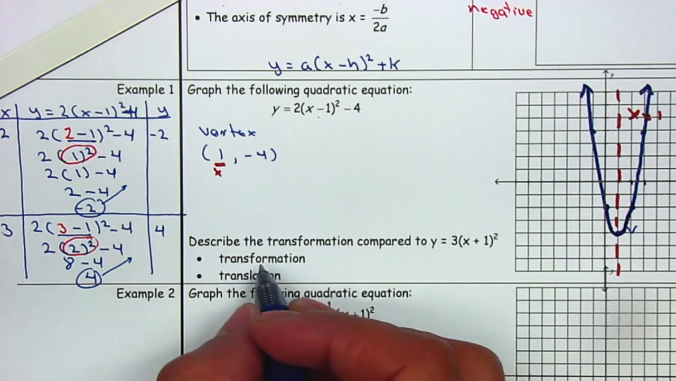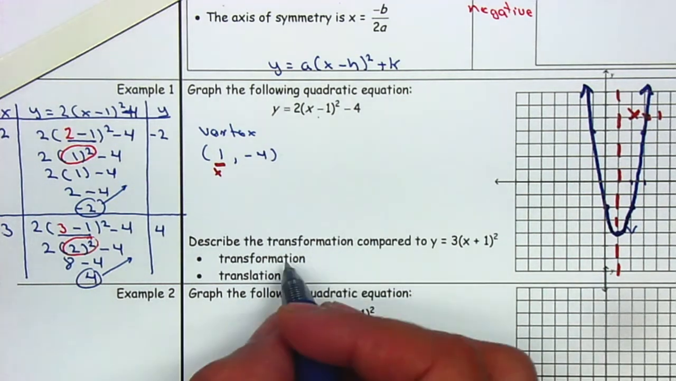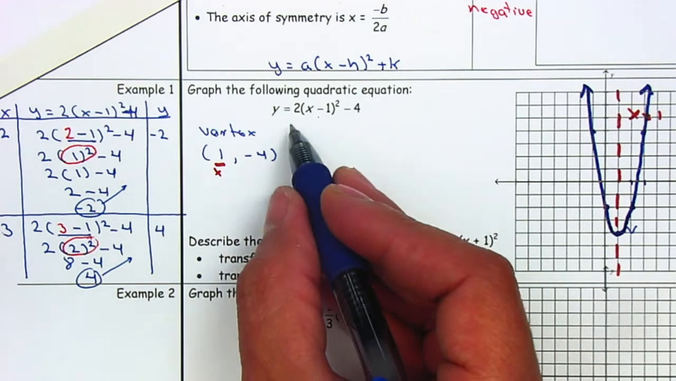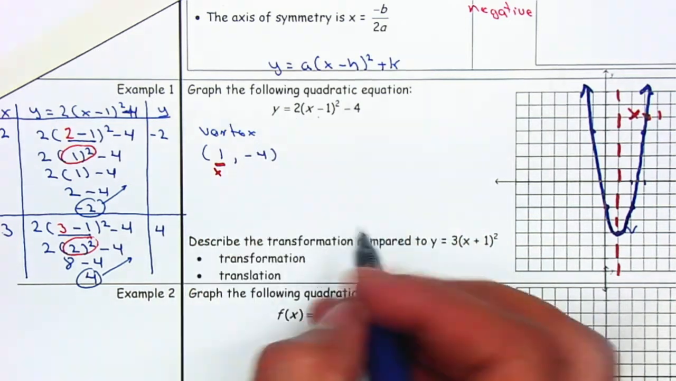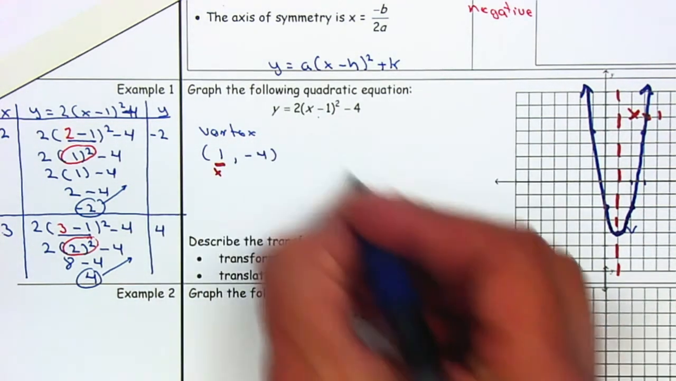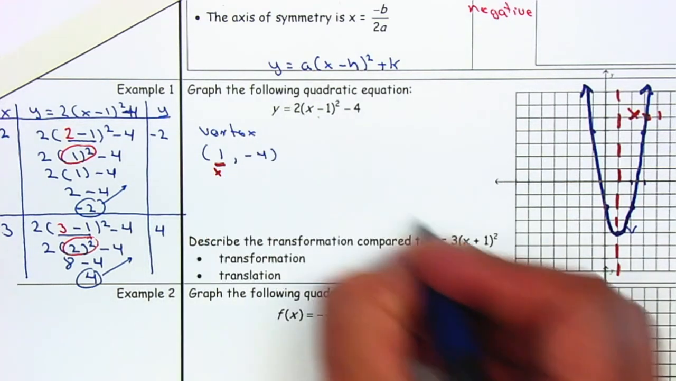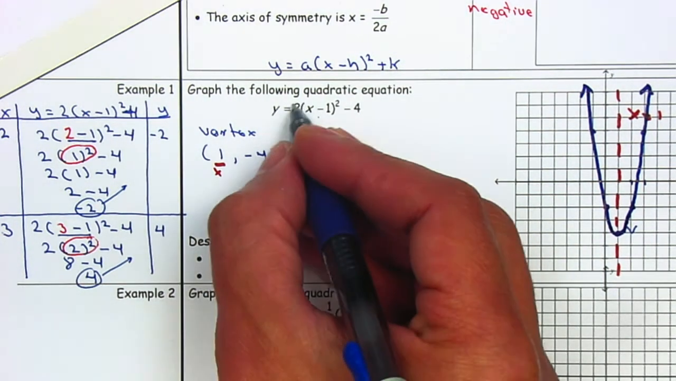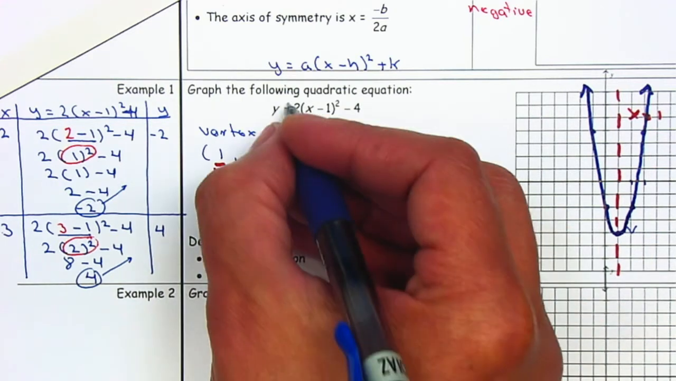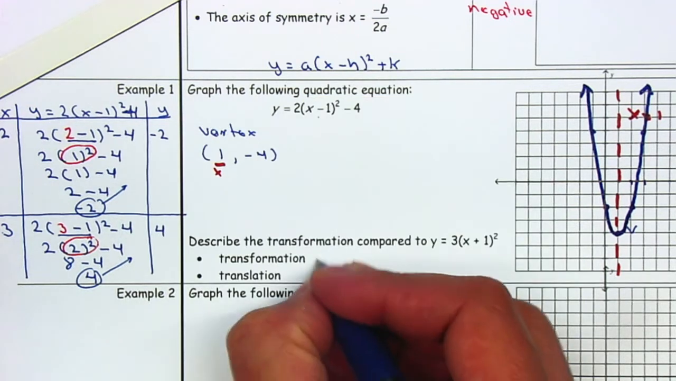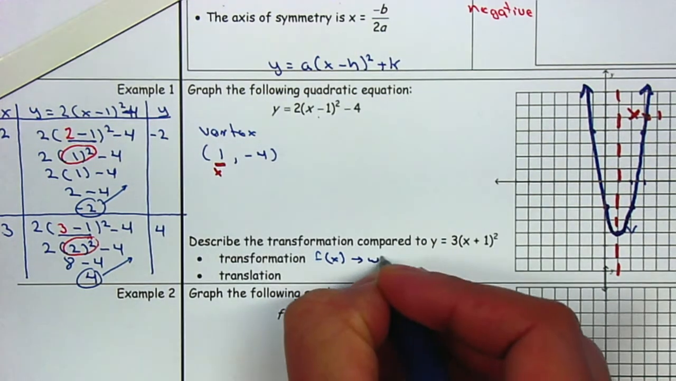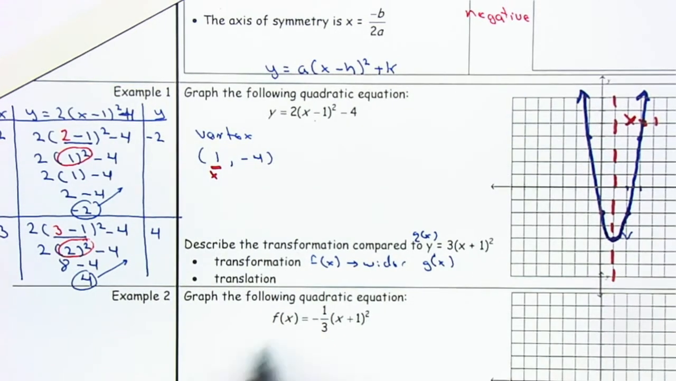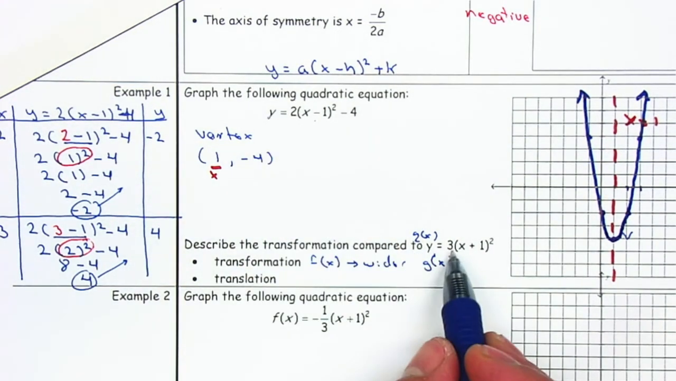We can do that. First, the transformation. We need to decide if the original is wider or narrower, and we can use the a value to compare it. So think of this as the first one. Is 3 bigger than 2, or 3 smaller than 2? It's bigger, so that means this is going to be narrow. Or we can think of this one as smaller, so it's going to be wider. So let's call this f of x. So f of x, the first graph, will be wider than g of x. We're going to make this a g of x. So this first graph will be wider than the second graph.